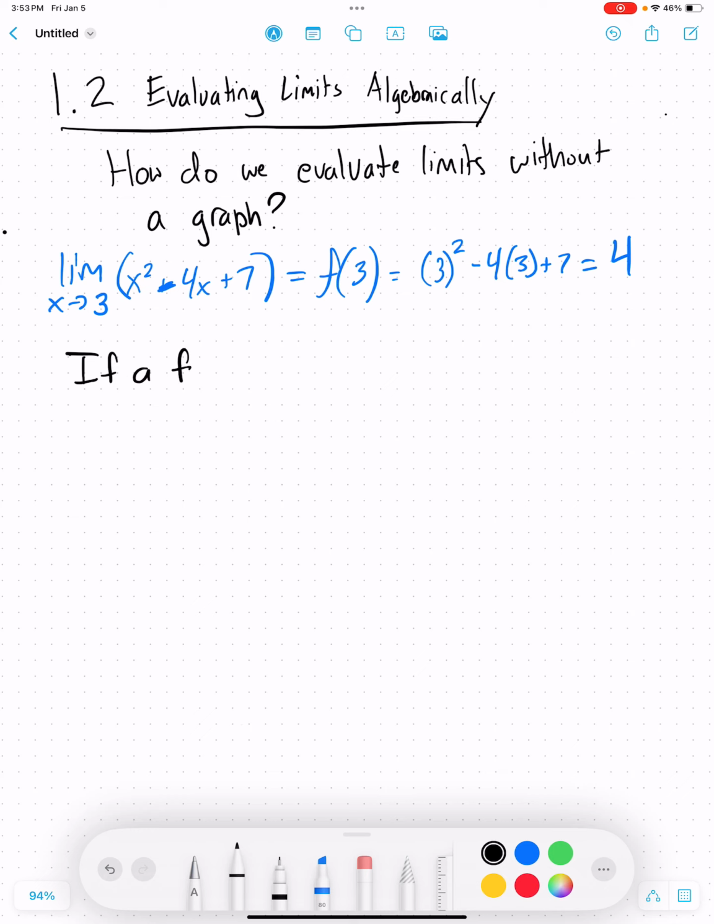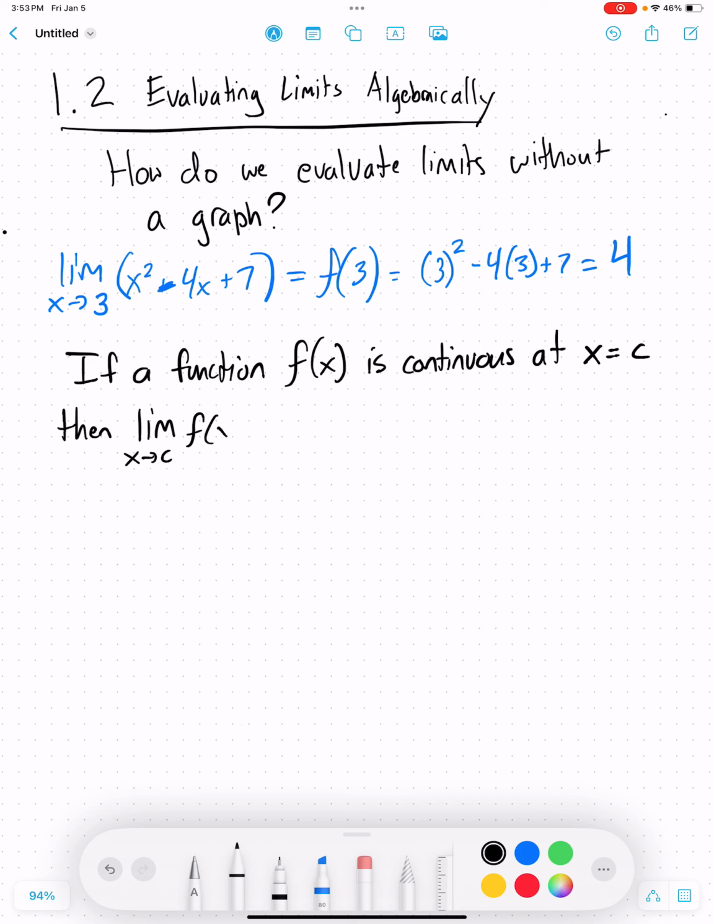If a function, I'll go ahead and give it a name. Not that every function is going to be f of x, but if some arbitrary function f of x is continuous at some x value, and we'll just use c to represent any arbitrary x value. If a function is continuous at x equals c, then the limit as x approaches c of that function, what did we say? If it's continuous there, the limit matches what the function value is at that point. All I have to do is just plug in that x value. Okay?